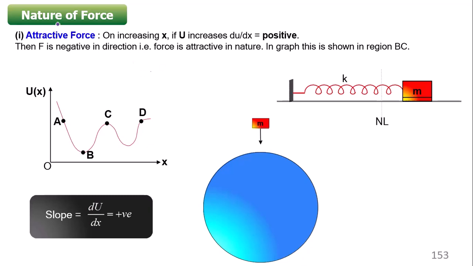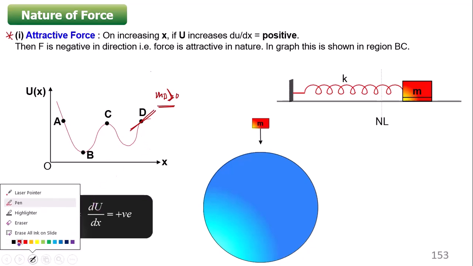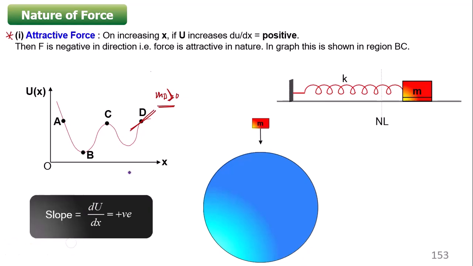Let us say the first situation is that the slope is positive. Let us say you identify the point B, and the slope is positive. Now slope is positive means I can say the force is negative. So dU/dx positive, meaning slope positive, means force becomes negative. So force becomes negative means what? Force becomes negative means the force is attractive in type.